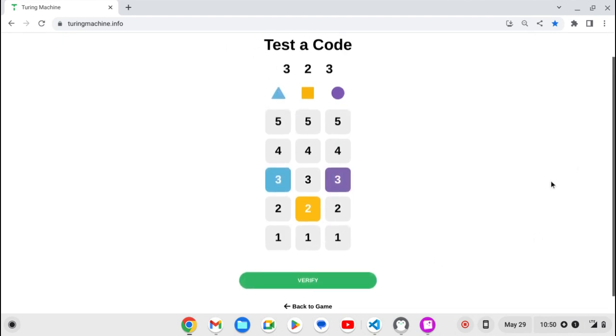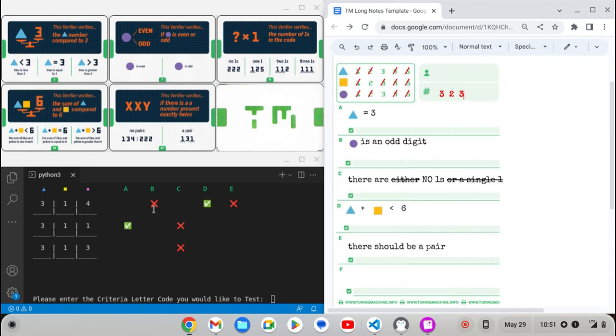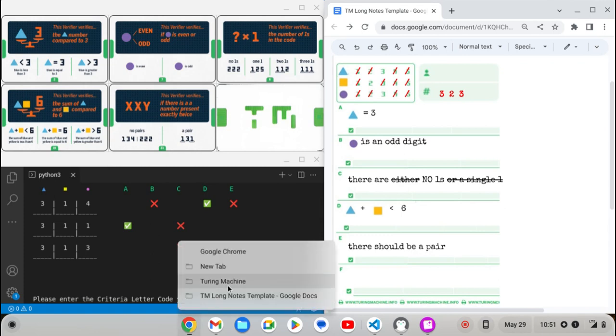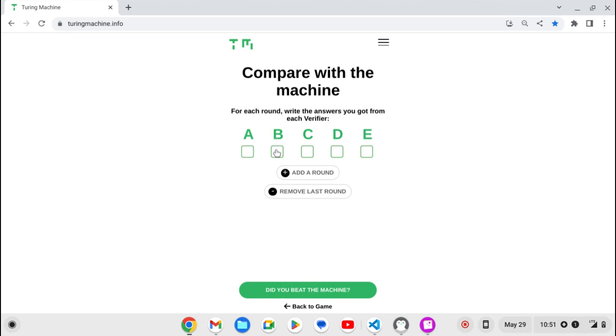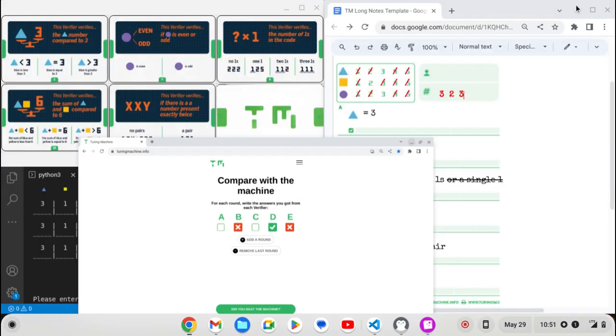And let's verify. Okay, fantastic. So we got the result we wanted. Unfortunately, because we had to take that extra round, I feel that the Turing machine might have beat us this time around. But let's go ahead and check. So in the first round we did B, D, E. So let's go ahead and do that. So we did B, D, E, and I believe D was the only correct one in that turn.